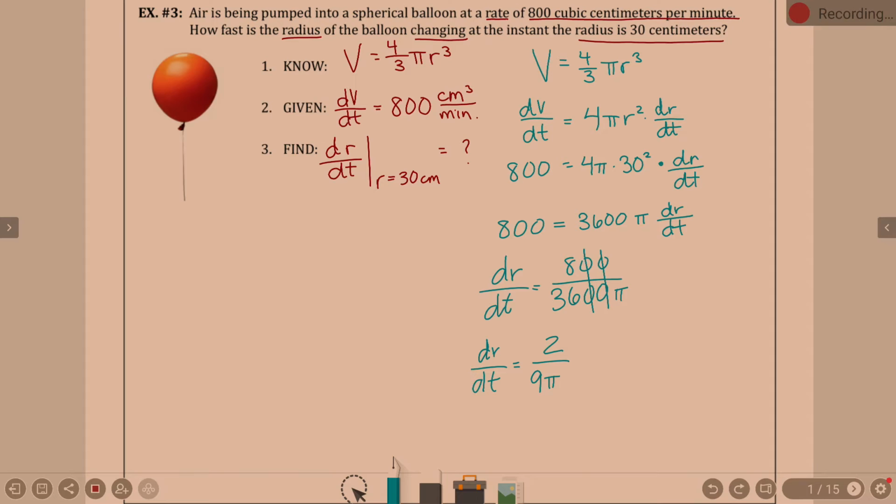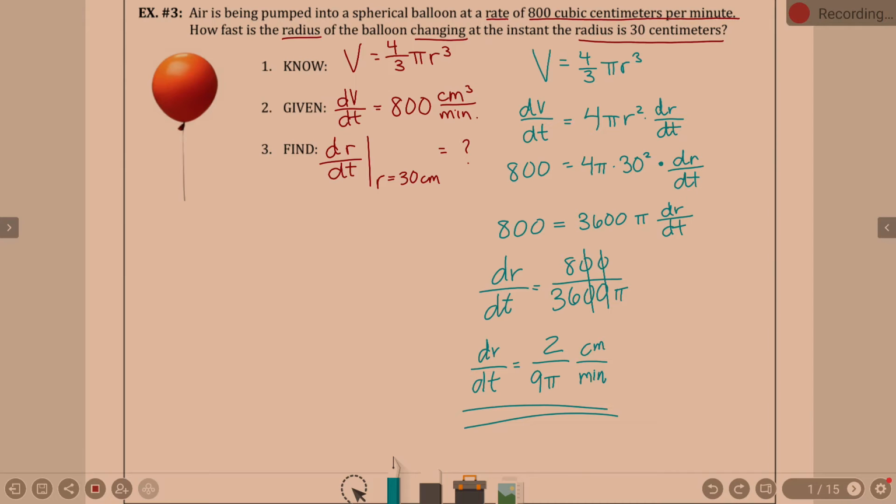What would be my label here? I didn't throw labels in like I did a little bit the other day, but this is a change in radius over time. Radius is measured in centimeters per minute. Okay. And I think I demonstrated with the previous one on Friday how you can put the labels in and kind of cancel them as you go as well, can't you? So I have it here in my notes, but I didn't actually do it here.